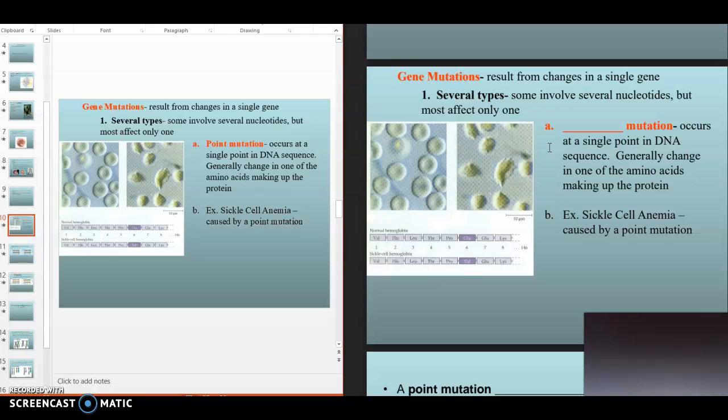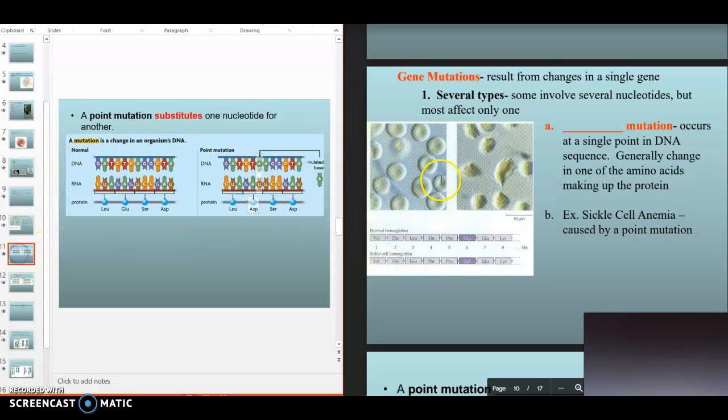Another type of mutation would be at this point, I stick in another base that wasn't there to begin with, and that pushes all of these things over to the right. Or I could take this letter out and substitute it with another letter. So maybe there was an A in there to begin with, and somehow that got taken out and replaced with a G, which would then code for a totally different amino acid. So that's called a point mutation. It happens at a single point on the DNA.